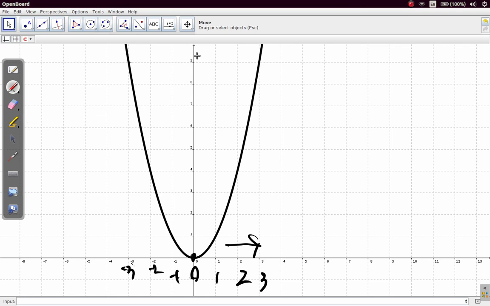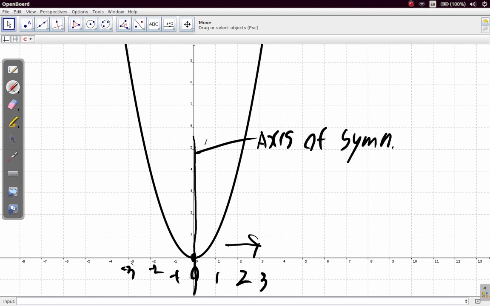Now the line that passes through the minimum point here is the y-axis, and this line is called the axis of symmetry. That line is a vertical line, and it's called the axis of symmetry because if you were to fold the curve onto itself, you would have the left and right hand sides match each other if you fold the curve around this line onto itself. Alright, so that's the axis of symmetry.